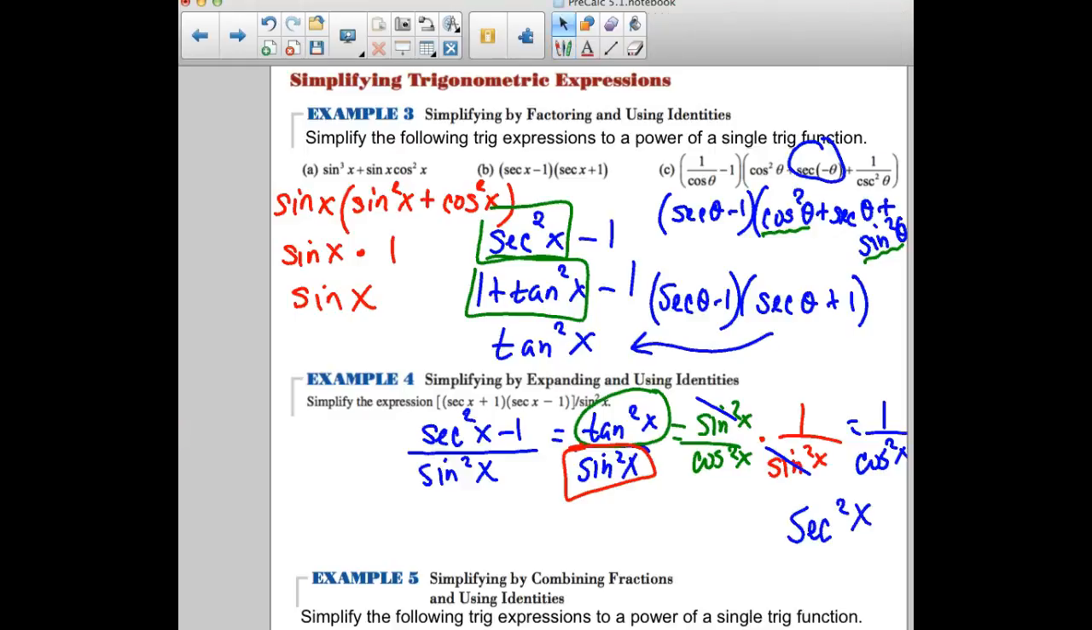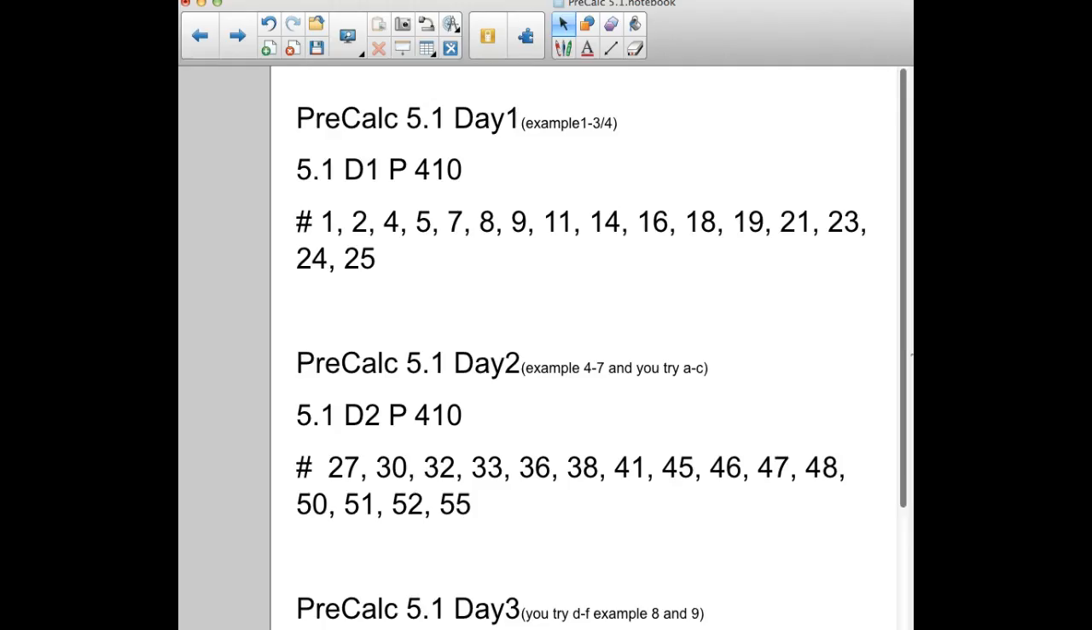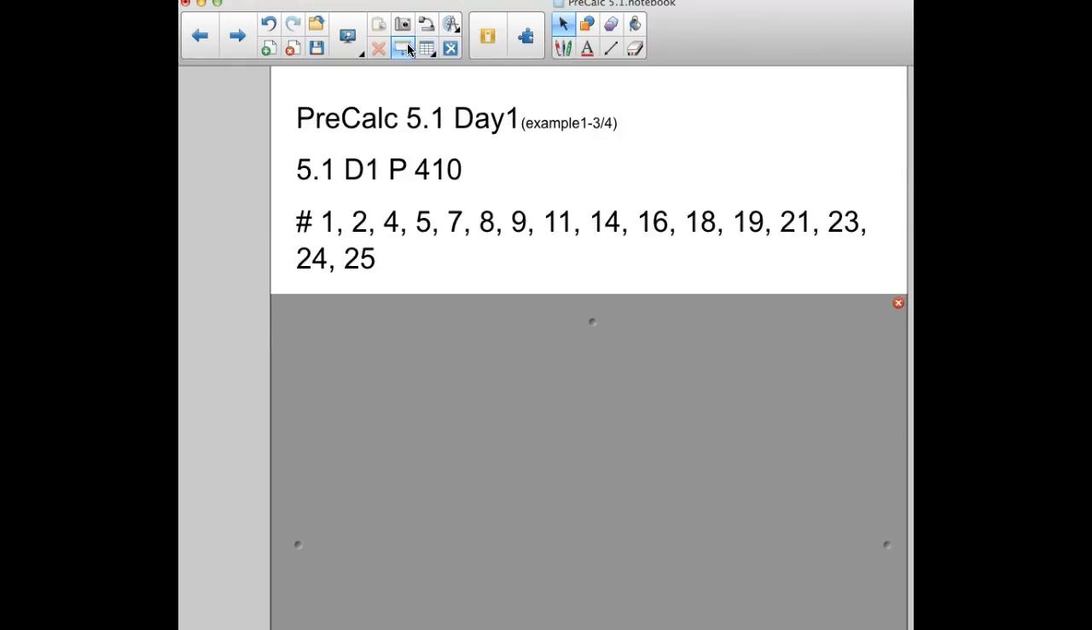So this first day we're just using all of the different identities to try to simplify expressions, just getting ourselves familiar with those. So your first assignment here, day 1, starts on page 410.